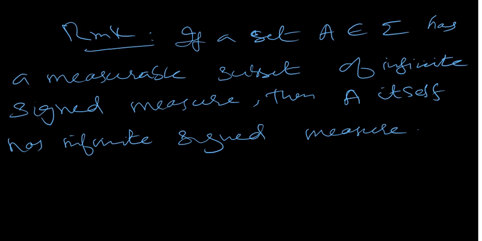So this A is a member of sigma. If this A has some subset of infinite signed measure, then A also has infinite signed measure. How? If possibly this A has finite signed measure, then every subset of A also has finite signed measure by the previous theorem. Therefore whenever this A has a subset of infinite signed measure, then A must have infinite signed measure, because if it had finite signed measure, then every subset of A would have finite, but here it is given that it has some subset having infinite signed measure. So this A must have infinite signed measure. Okay.